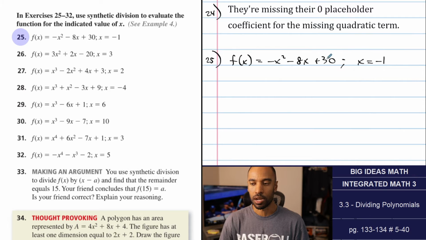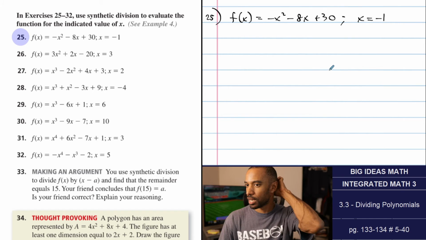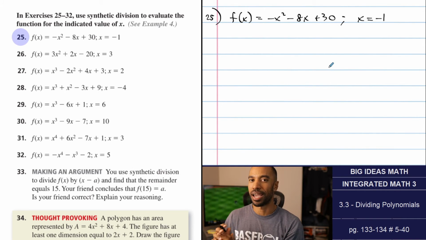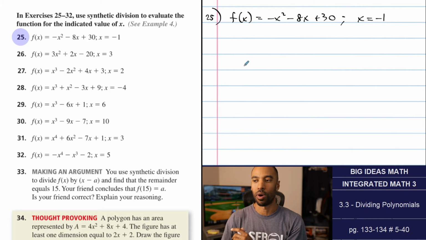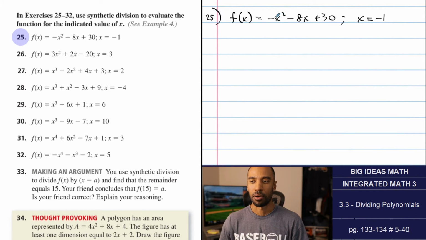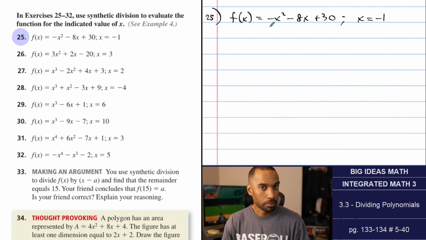Let's mentally see what number we'll get first. Negative 1 squared is 1. Opposite, that's negative 1. Negative 8 times negative 1 is 8. 1 plus 8 is 9. 9 plus 30 is 39. Okay, when I do synthetic division on this, I should get 39 as my remainder. That's the only thing we're looking to do. We're trying to find out what f of negative 1 is going to be. Now, I feel like plugging in negative 1 is probably faster, but there are a lot of reasons we still got to use synthetic division for other kinds of problems.